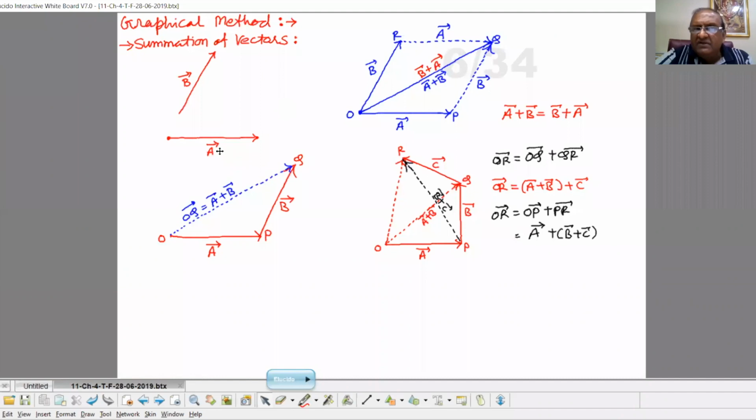Suppose, as shown in the figure, we have two vectors, vector A and vector B, and we want the summation of these two vectors. So here, prepare a vector which is parallel to A and having magnitude exactly equal to A, that is vector OP. But as we discussed equality of vectors, when vector A and vector OP are both in the same direction and magnitude-wise the same, then we can say vector OP itself is vector A.